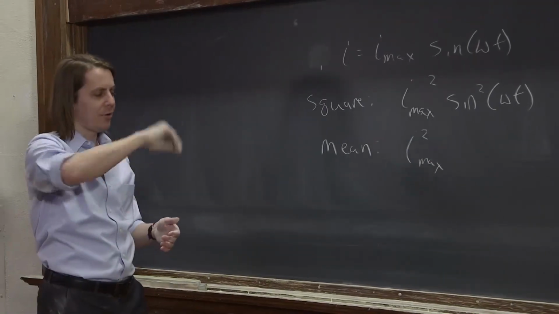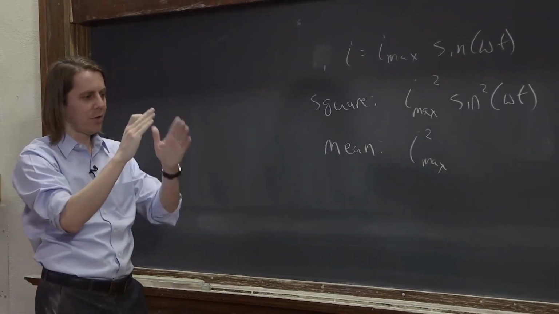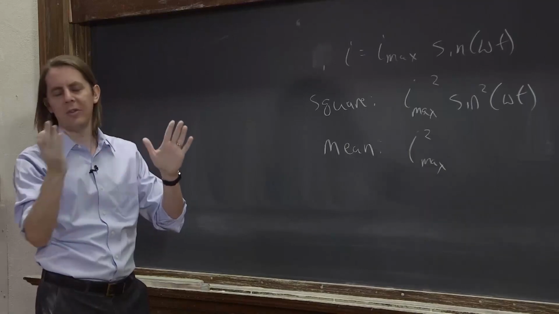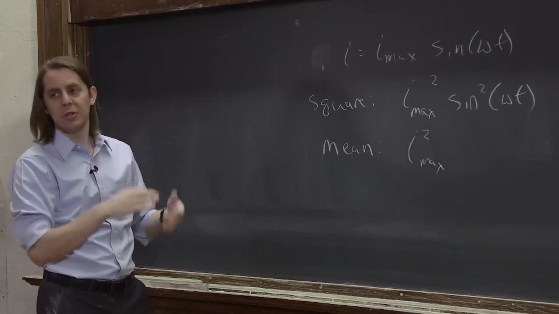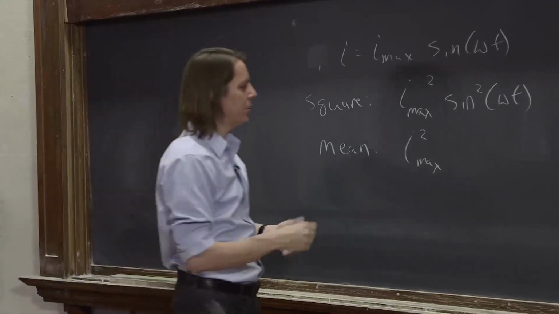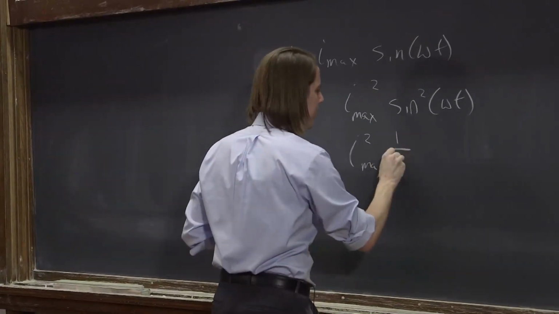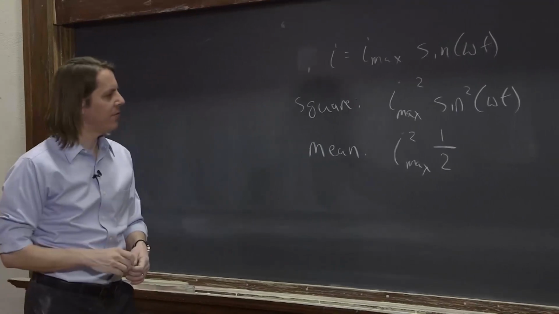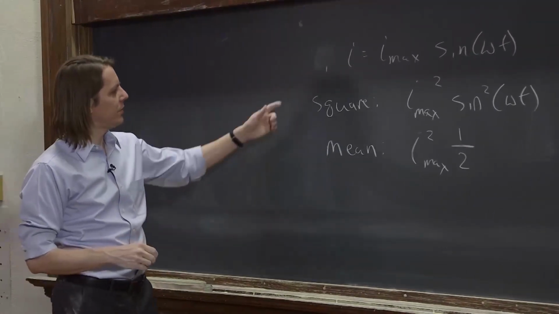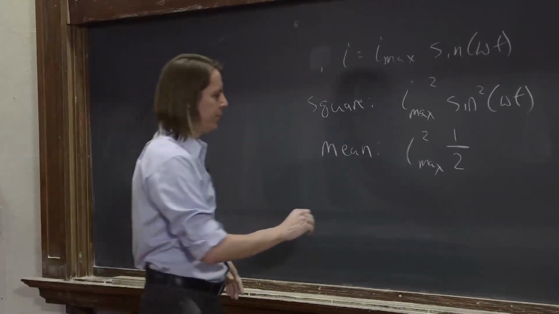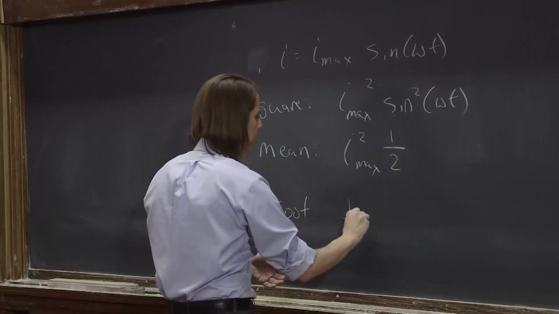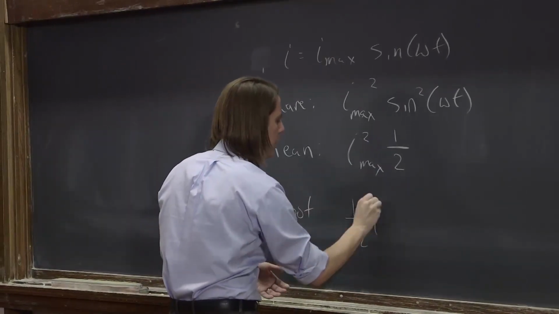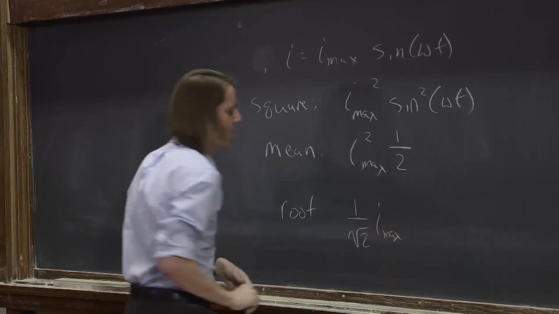So if you plot yourself a sine squared or a cosine squared over a complete cycle or over many cycles, you could do the integral to show it's a half, you could geometrically show it's a half, you could stick it in a computer and find that it's a half, but it is numerically equal to a half. Okay. So we got the square, we got the mean, now we just need the root. And well, the square root of this is 1 over the square root of 2 times I max.